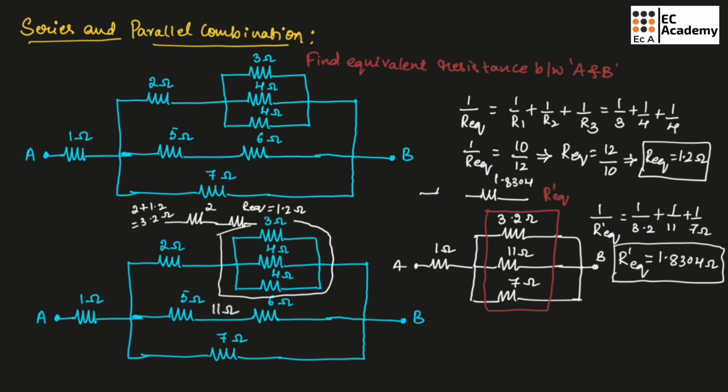So this resistor is in series with this 1 ohm resistor. So we need to add these two resistors to get the equivalent resistor between the points A and B. So finally, we can write resistor between the point A and B is equal to 1 ohm plus 1.8304 ohm. Therefore, we can say RAB is equal to 2.8304 ohm. This is the equivalent resistor between A and B.